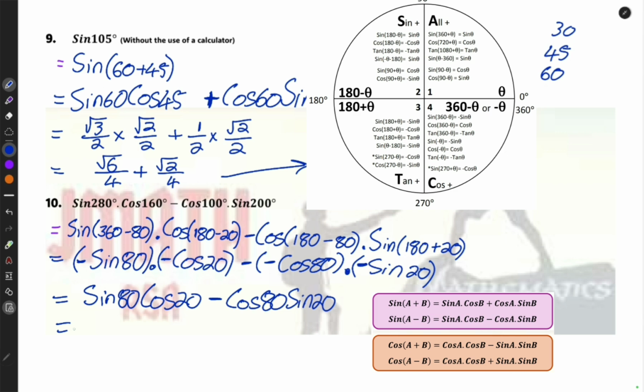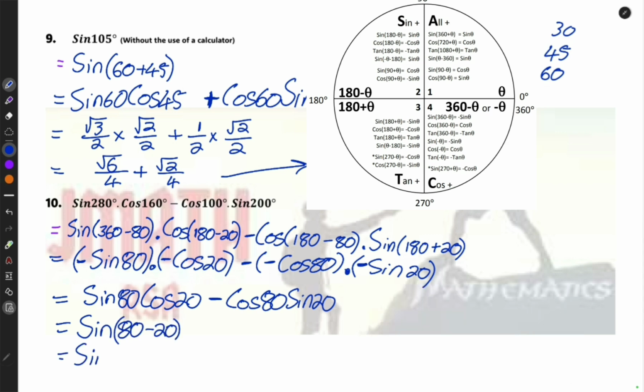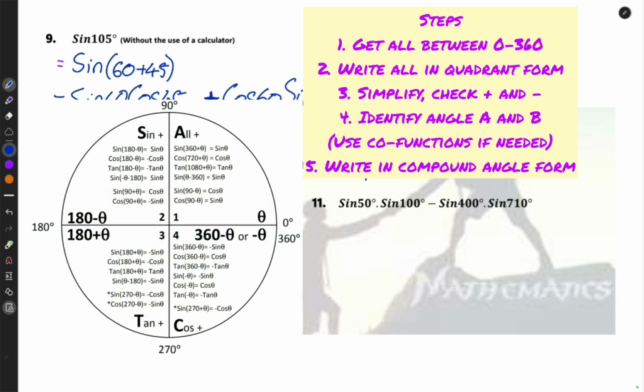And now I can check in which format is this, and this is sine A cos B minus cos A sine B. So this would just change to sine of 80 minus 20, which then changes to sine of 60. That is a special angle, so root 3 over 2. A question like that can easily count 5 or 6 marks in your test, so don't get stuck. And now the last one. I did this on purpose to show you how mean they can get.